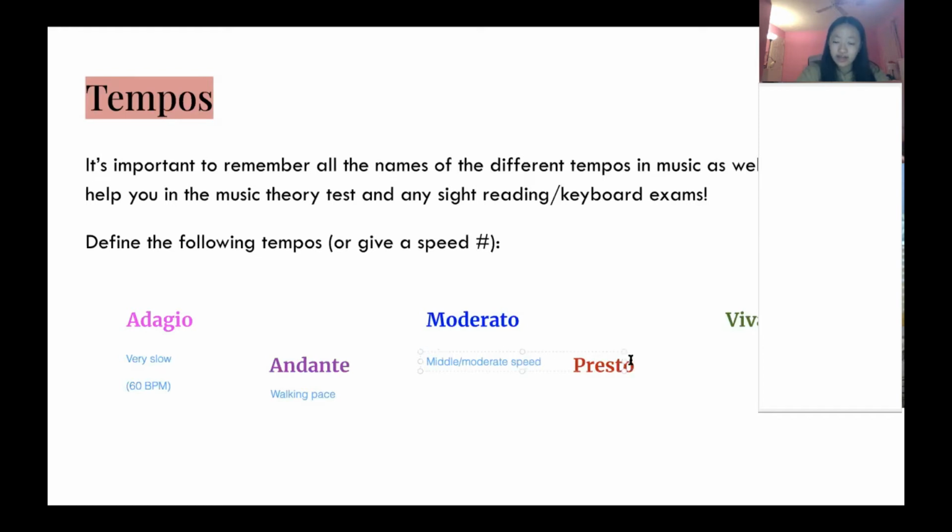Okay, good. And next, presto. Fast. Very good. Yes, it means very fast. Presto is one of the fastest speeds. Fast is actually allegro. Presto is really fast, but actually the fastest is prestissimo, which is like really fast.